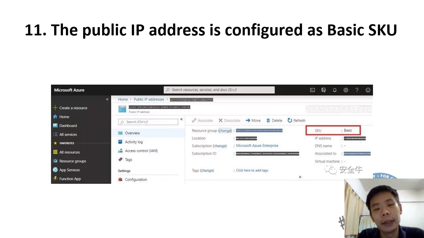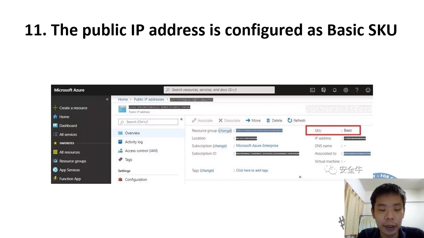Number 11. The public IP address is configured as a basic SKU. Compared with the basic SKU, configuring the public IP address as a standard SKU, stock-keeping unit, in Azure has the following advantages: real static IP address, secure by default, not open to inbound traffic, allows regional redundancy and zoning.